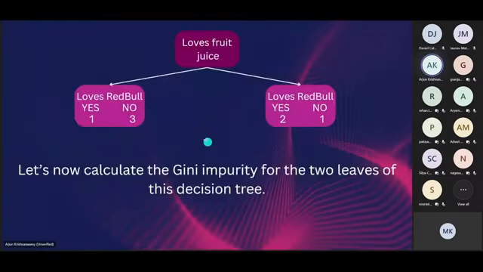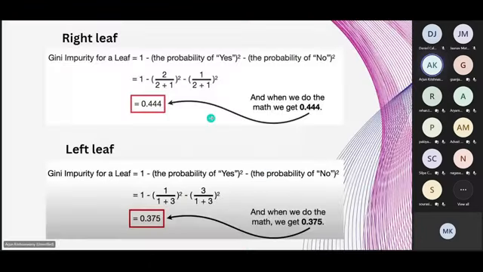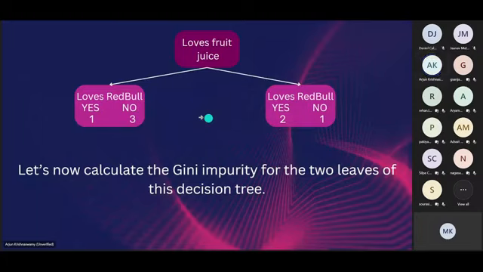So we had the confusion between loves fruit juice or loves soda, which one should be at the top of the tree. If we use loves fruit juice as our feature and split on it, we get these two nodes. If we calculate the Gini impurity, for this node it is 1 minus the probability of yes squared minus the probability of no squared, that is 1 minus (1 by 1 plus 3) whole square minus (3 by 1 plus 3) whole square. And for this node, it's 1 minus (2 by 1 plus 2) whole square minus (1 by 1 plus 2) whole square.